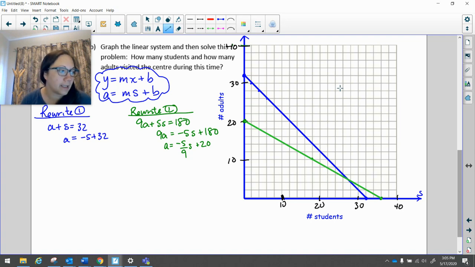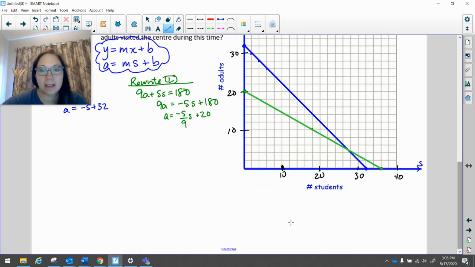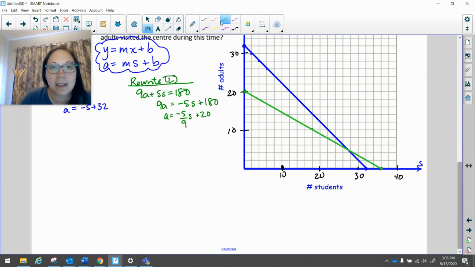So what we're interested in is the intersection. What's a little bit tough here is we're going to end up estimating somewhat, because the intersection does not fall on a perfect grid line point. Oops, a little bit off here. We're going right in here. So our solution, we have to estimate.